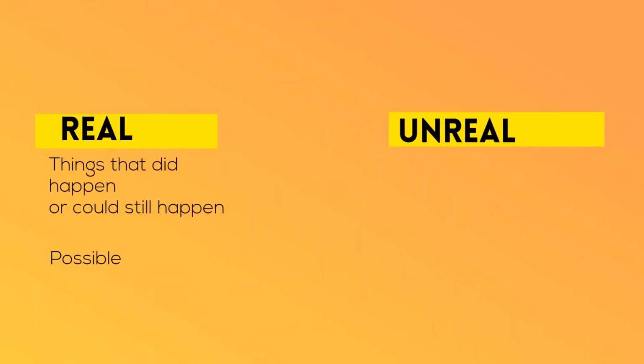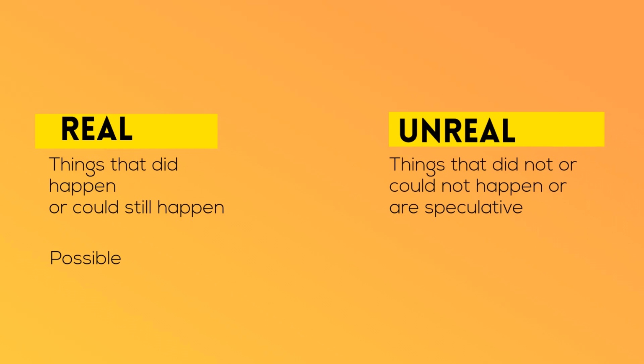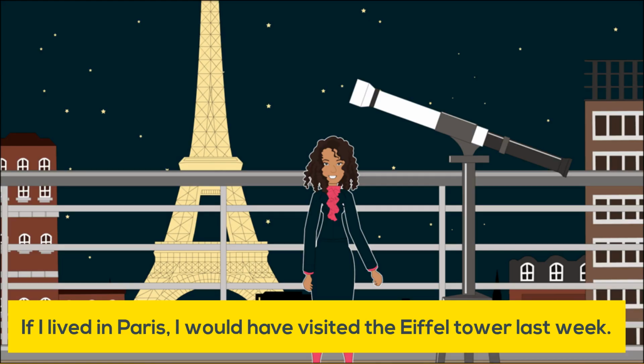By unreal, we mean things that did not or could not happen or are speculative. They are very unlikely or impossible. If I lived in Paris, I would have visited the Eiffel Tower last week. In this sentence, we know that I do not live in Paris, so visiting the Eiffel Tower is impossible.